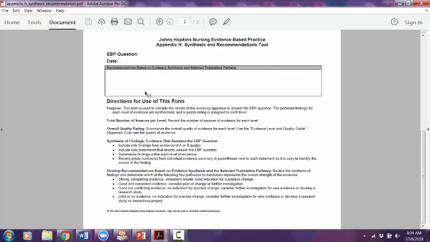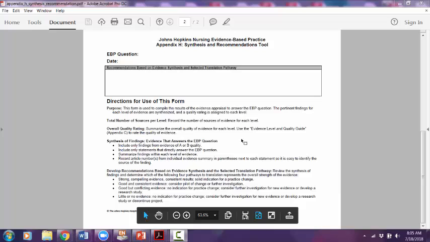Then come down here and say what the recommendations are. So you're going to look at your PICO again and say that based on the information that you found in your review of the literature, you would either, yes, recommend this intervention be implemented in practice, or no, that you would not recommend the intervention for practice at this time.